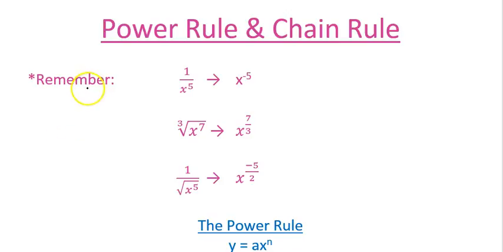This lesson is on the power rule and chain rule for derivatives. Before we get started, you need to remember a couple things about exponent rules. One is that when I have a fraction like 1 over x to the fifth, that can be written as x to the negative fifth, that negative power meaning that it was on the bottom of a fraction.